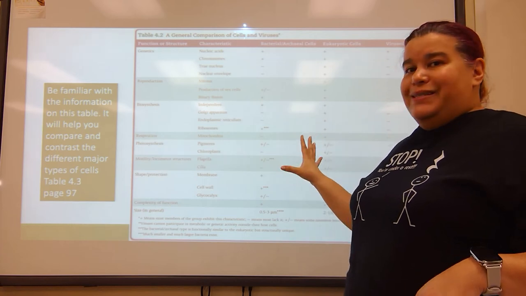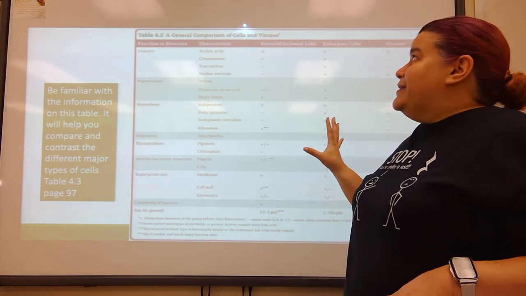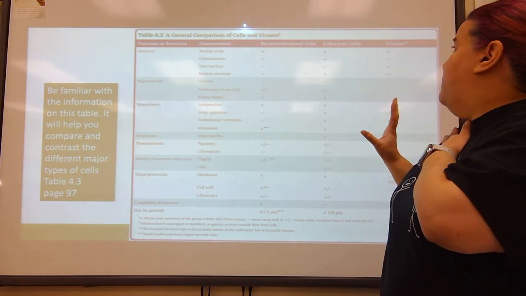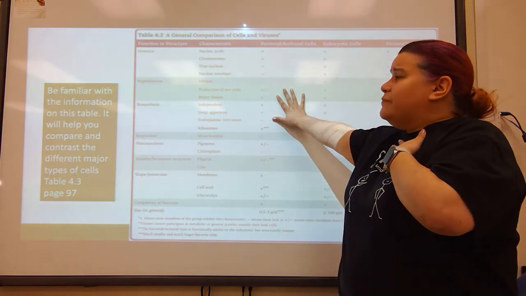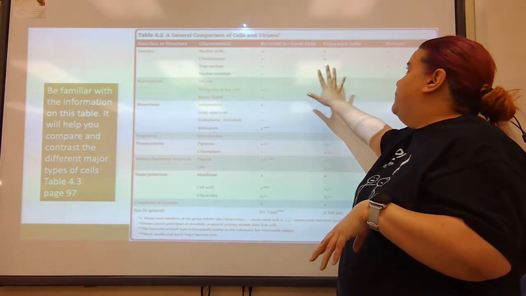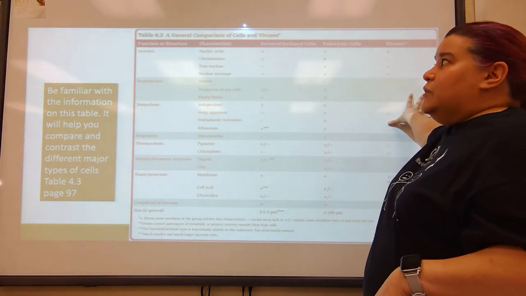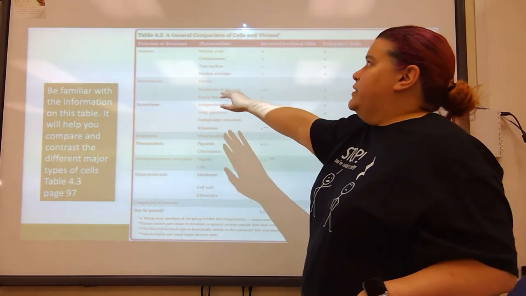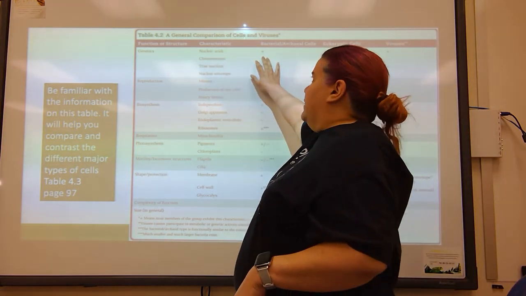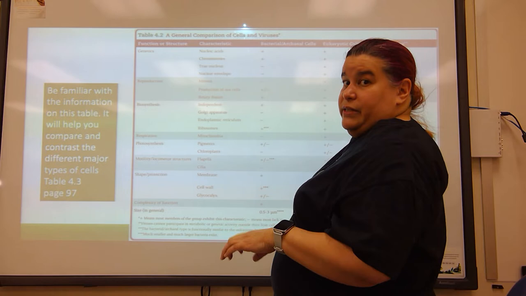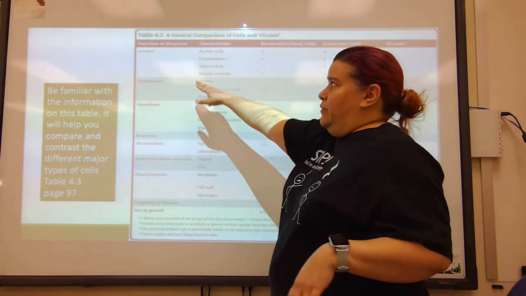Okay, so this is a table that you have in your book that is actually a really good comparison between bacteria and archaea, eukaryotic cells, and viruses. So you've got the characteristics, nucleic acids. Yes, they're in bacteria. Yes, they're in eukaryotic cells. Yes, they're in viruses, as far as the genetics go.